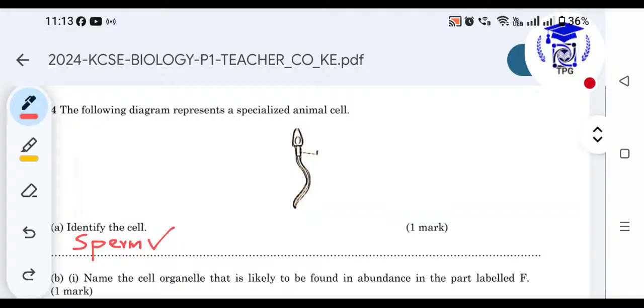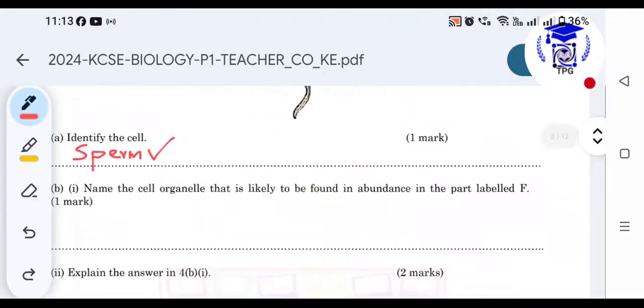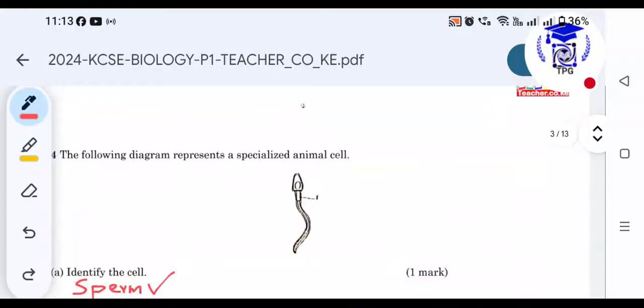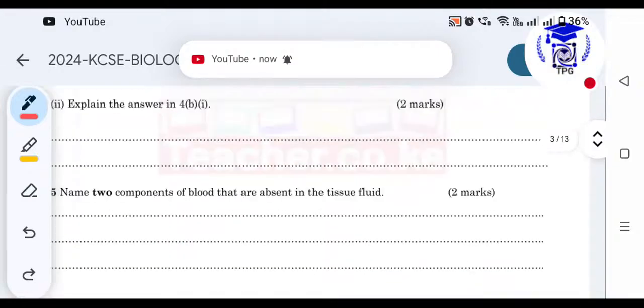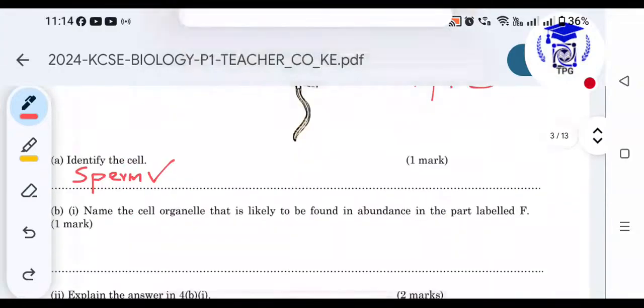The second question, name the cell organelle that is likely to be abundant in the part labeled F. So the part labeled F is referred to as the middle piece. And this middle piece mainly consists of what we call the mitochondria. Because in biology you must be very specific, we have been asked for the cell organelle. So it is the mitochondrion.